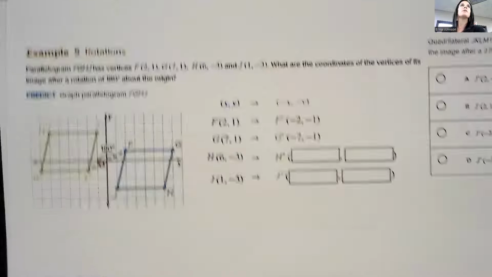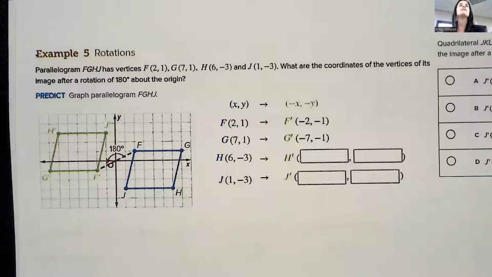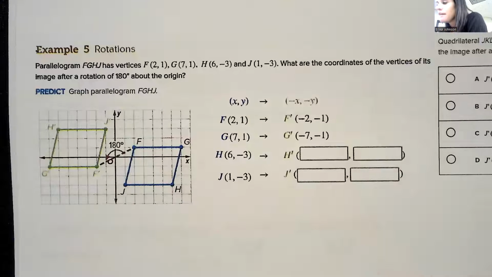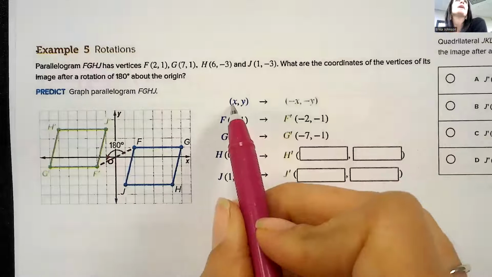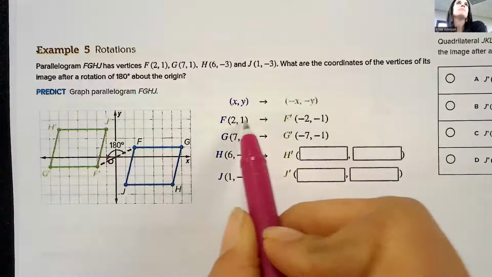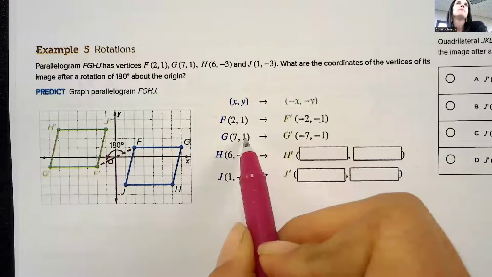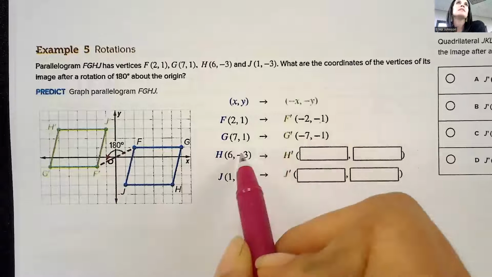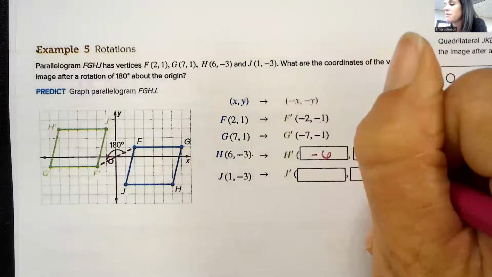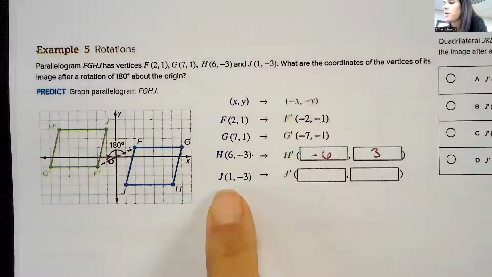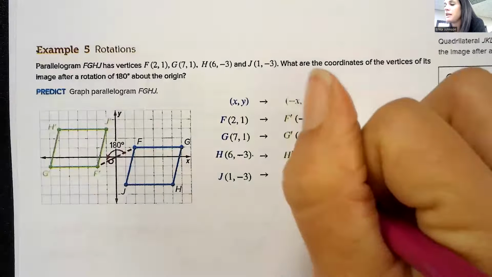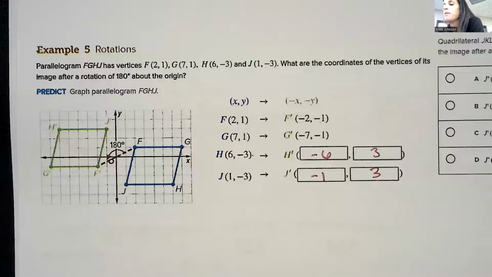Let's look at the math behind these. Just have 3 problems to do. First one says we are rotating it 180 degrees. Doesn't matter if you're going clockwise or counterclockwise if you're going 180. The mapping says to do x, y, and make them both opposite. So 2, 1 becomes -2, -1. 7, 1, -7, -1. 6, -3 will become -6 and +3. And 1, -3 will become -1 and +3. Just make them both the opposite.